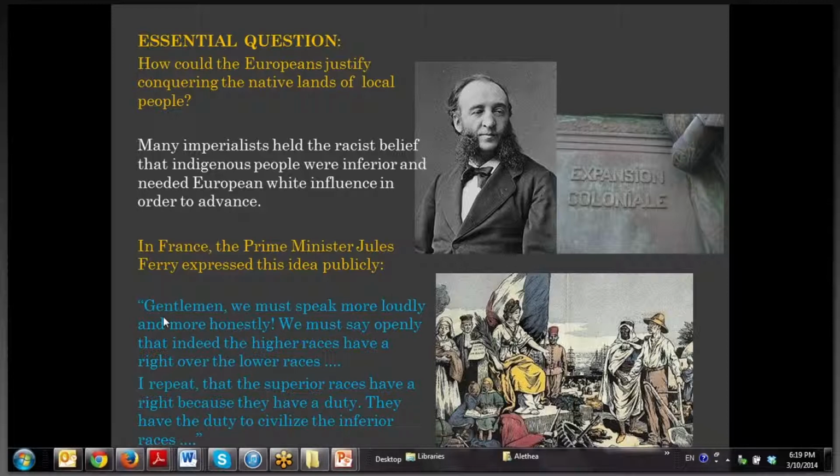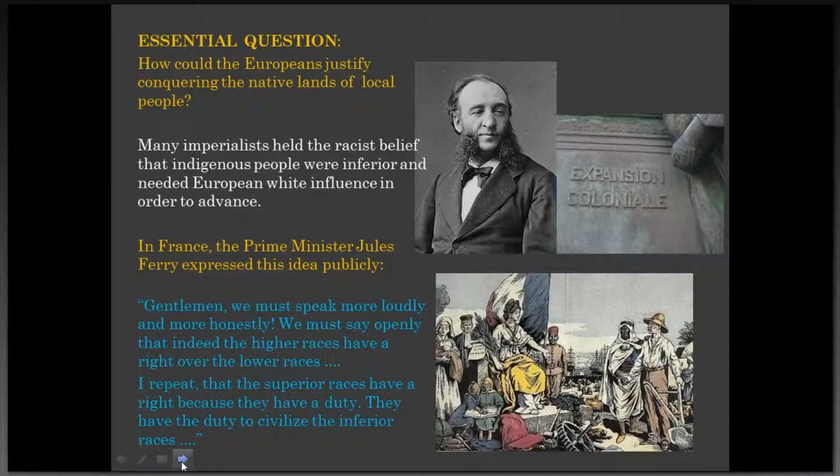Okay. Jules Ferry said, "Gentlemen, we must speak more loudly and more honestly. We must say openly that indeed the higher races have a right over the lower races. I repeat that the superior races have a right because they have a duty. They have the duty to civilize the inferior races."